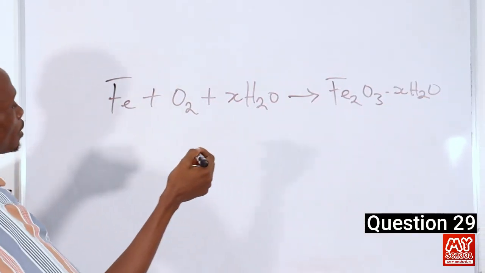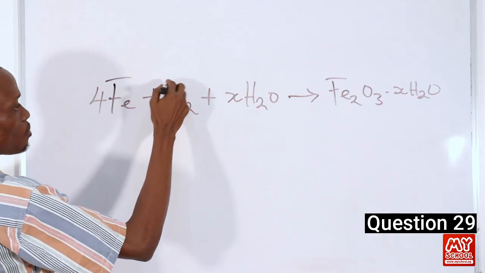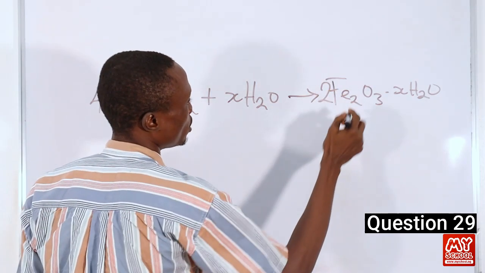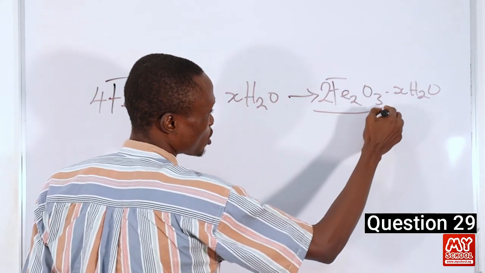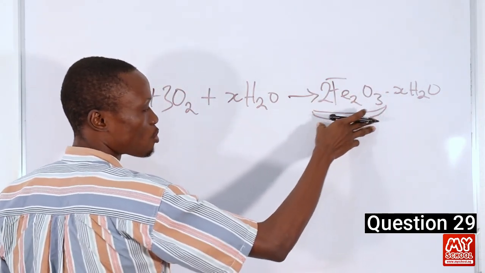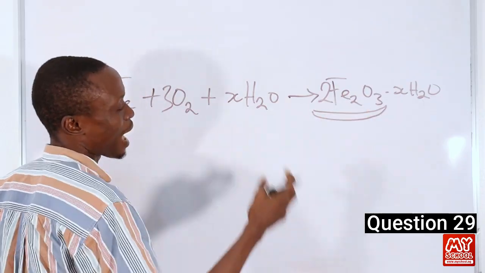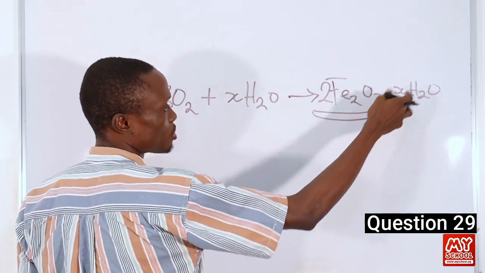So this will give us Fe2O3.xH2O. But this is not balanced, so let's balance it. We'll have 4 here, 3 here, and 2 here. So this is balanced. This is actually what is referred to as rust. This is the compound that we call iron(III) oxide, or rather hydrated iron(III) oxide.